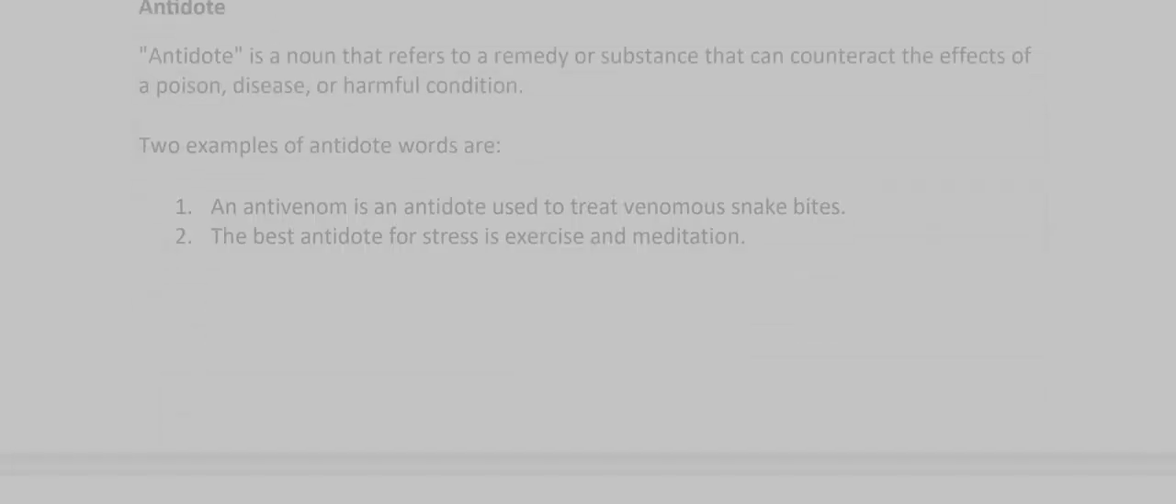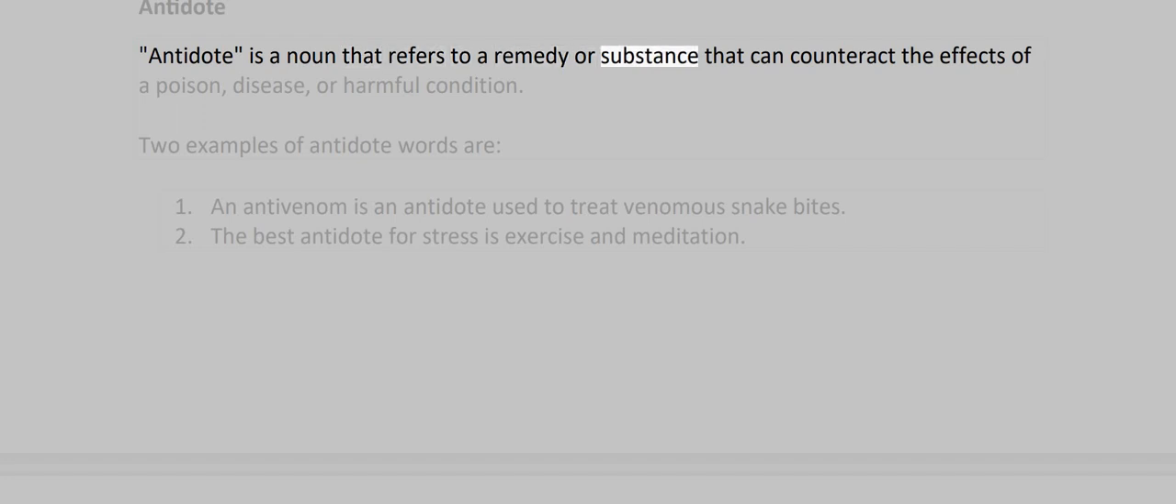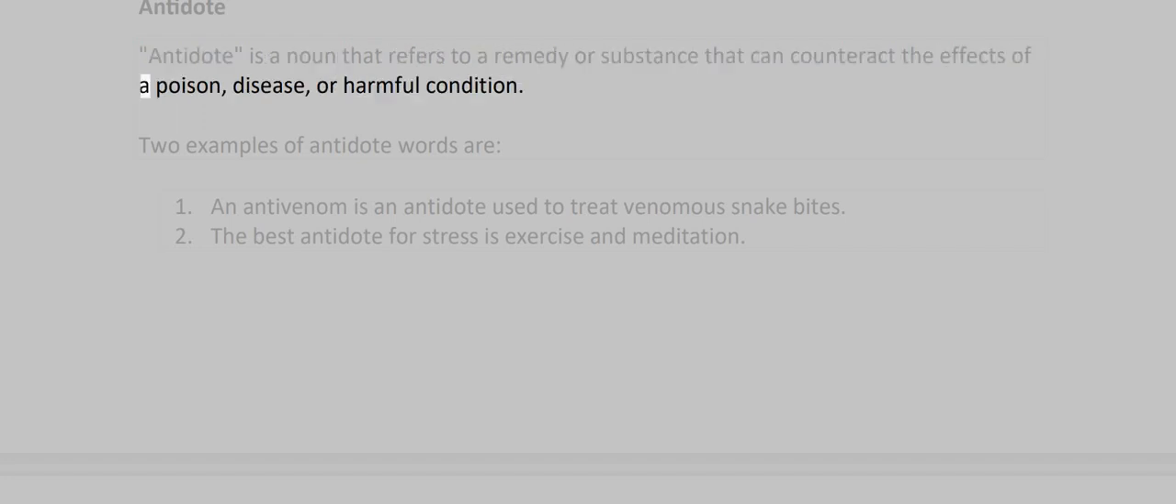Antidote. Antidote is a noun that refers to a remedy or substance that can counteract the effects of a poison, disease, or harmful condition. Two examples of antidote words are: 1. An antivenom is an antidote used to treat venomous snake bites. 2. The best antidote for stress is exercise and meditation.